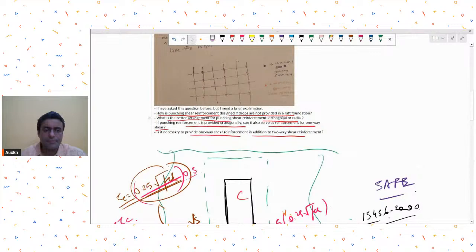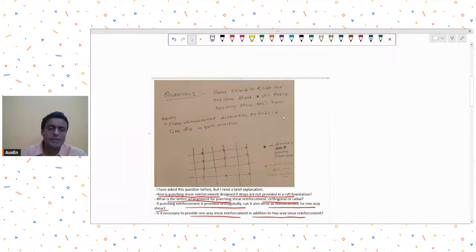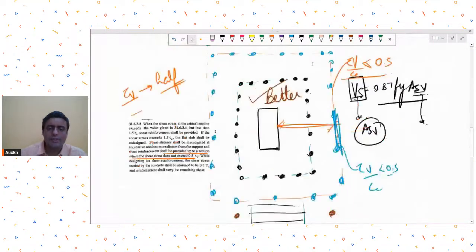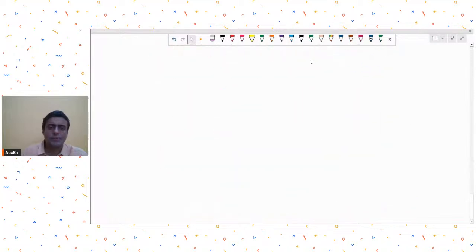And then Mr. Tosh is asking. So these were Mr. Vineet's questions. Now let's see what Mr. Tosh was asking over here. Shear reinforcement distribution in raft is like this. I think one-way shear, two-way shear we have answered. One-way shear reinforcement distribution in raft is like this. Yeah, so correct. For example, how it has to be distributed.